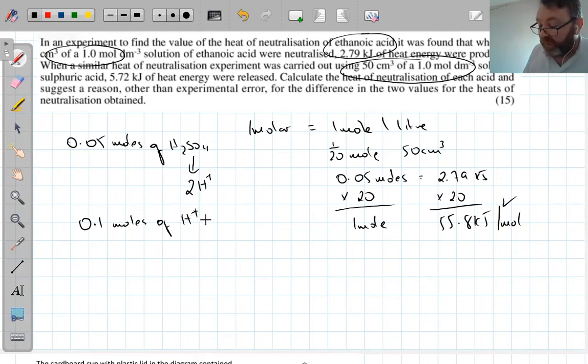Now what does that say? Well, that releases 5.72 kilojoules. We have to work out the heat of neutralization. Go back to the definition.